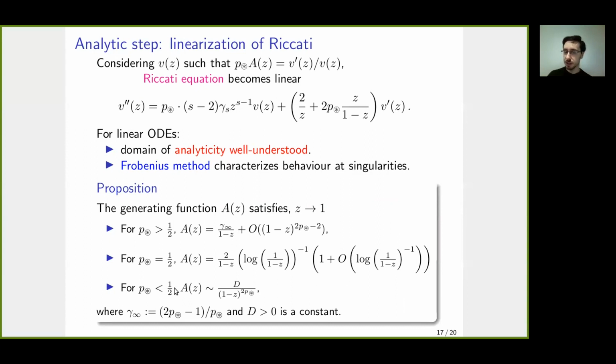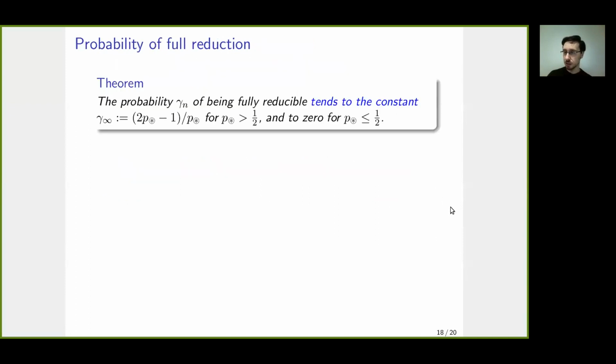So there are 3 cases depending on whether the probability of the absorbing pattern is less than 1/2, or greater than 1/2. And the nice thing about this asymptotic for A is that it also implies a result for the probability of being fully reducible. That probability tends to a constant, which is positive, this gamma infinity, when the probability of picking the absorbing operator is greater than 1/2, and 0 if the probability of the absorbing operator is less than or equal to 1/2.